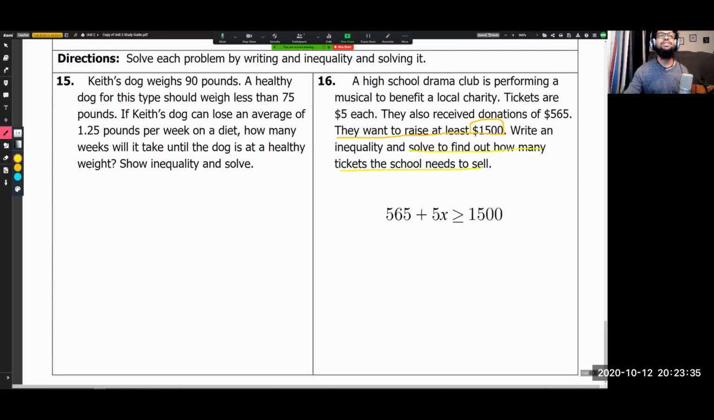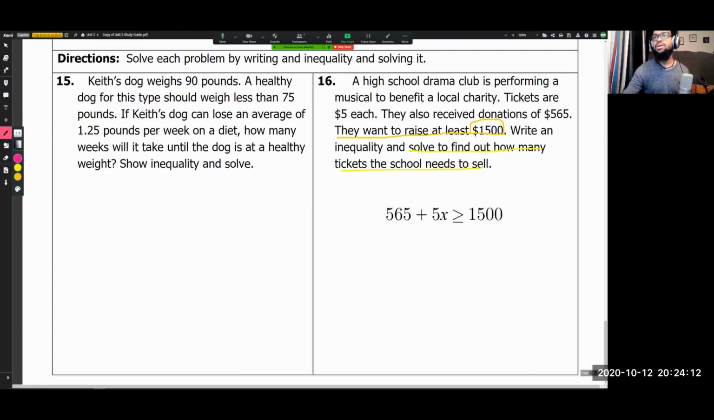So now that we have this set up, we've got this 565 because that's what someone donated. That's just a chunk there. We've got this 5 because they're selling tickets for $5 each. And then we have this 1,500 because that's how much they want to make. And the tricky part here is finding the sign. They want at least a very minimum of $1,500. They want to hit that goal, but they also want to go over it. So this side is going to be 565 plus 5x is greater than or equal to 1,500. So now let's begin to solve.